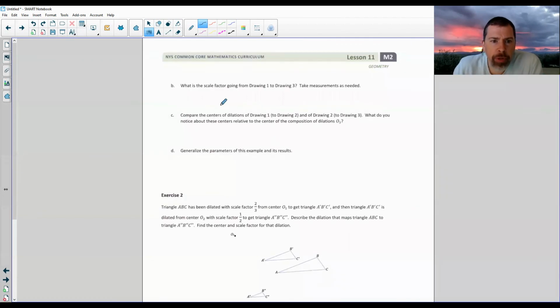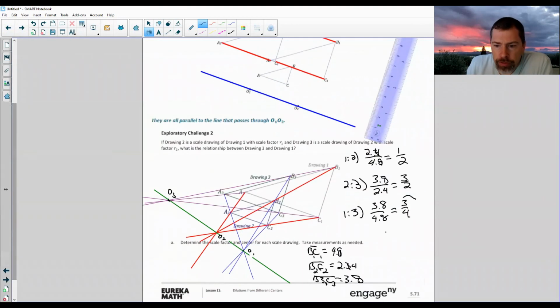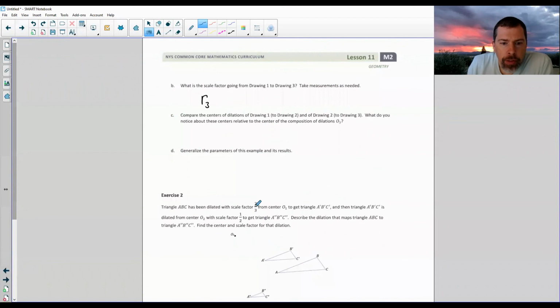Okay, page 3 brings us to part B, and it says, what is the scale factor going from drawing 1 to drawing 3? So we would say that that would be scale factor of R3. And 1 to 3 was right here, and it's 3/4. So R3 equals 3/4. Take measurements as needed. I've already done that.